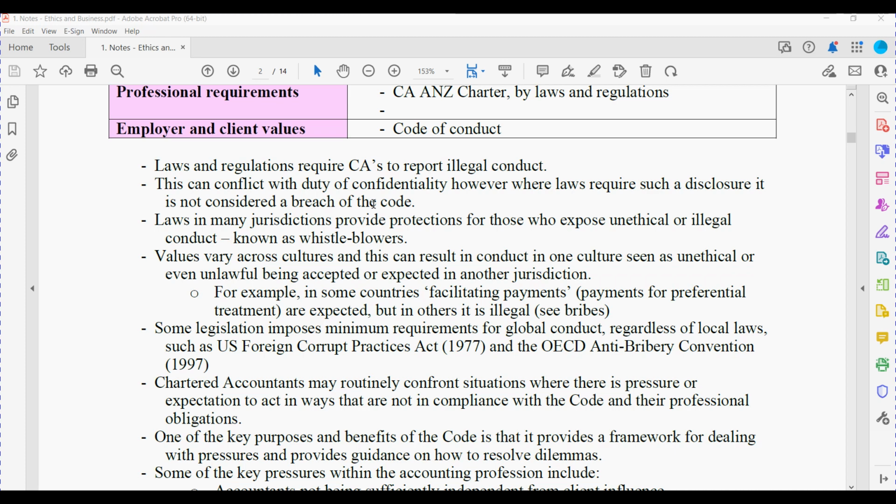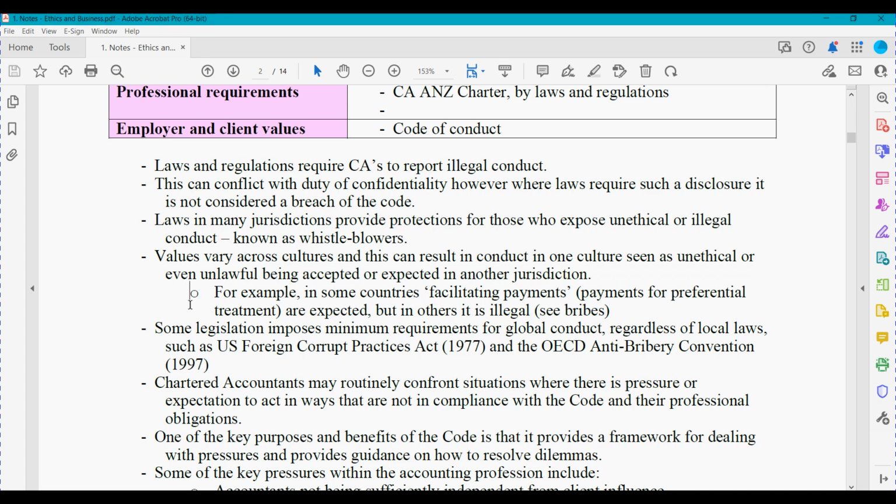And I guess with values, this last point down here, because there can be a difference in values across cultures. So for example, if you're working in Indonesia, it might be commonplace to offer bribes, for example. Or they might just have a very different threshold of what is acceptable generally in terms of values and ethics, etc., versus let's say in Australia, where the bar is a bit higher in terms of how employees and clients and professional body members need to operate.